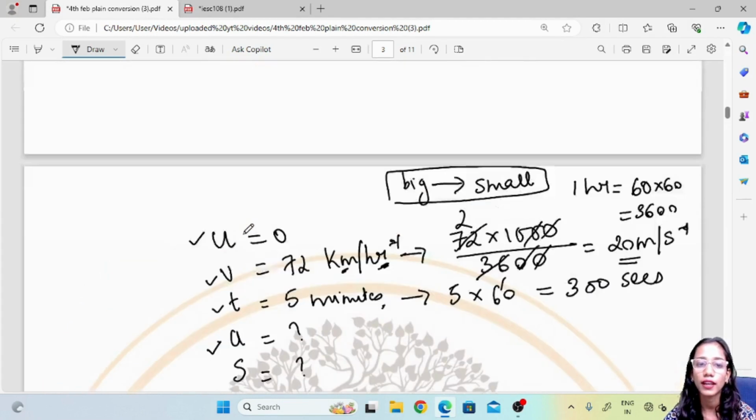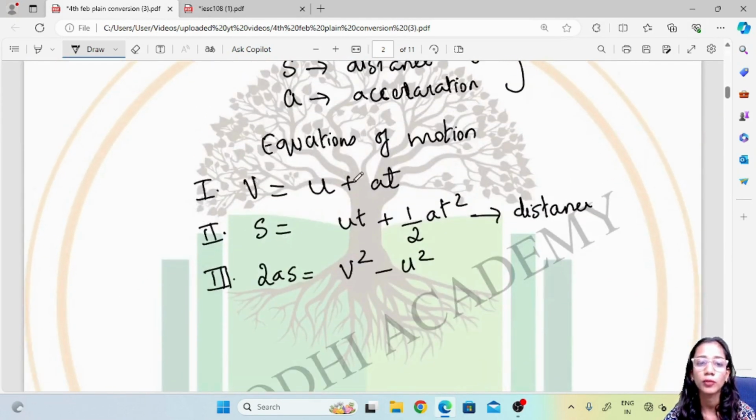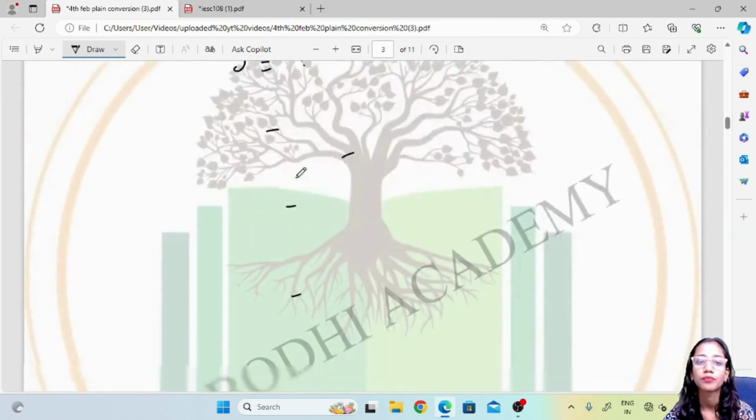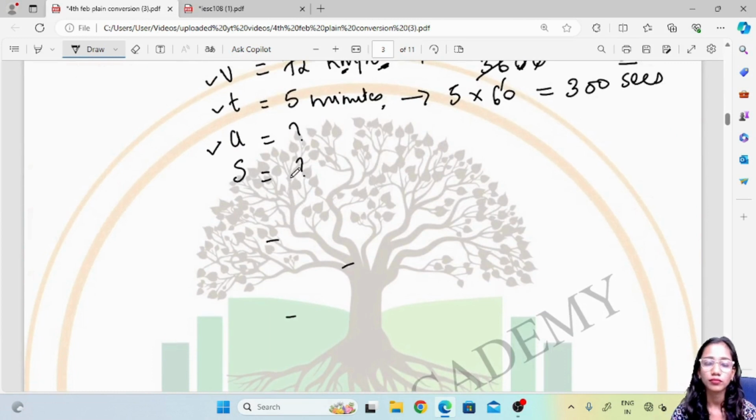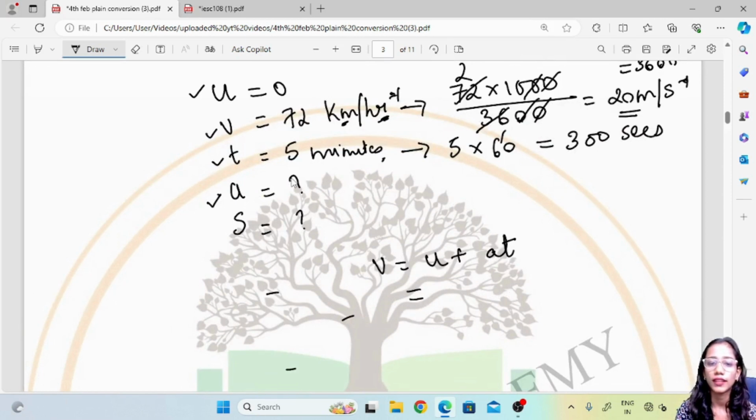We need to find a. So which formula do we use? We will be using the first equation, that is v equals u plus a t. So that will be v equals u plus a t. v is 20, u is 0, plus a we have to find, and t is 300.